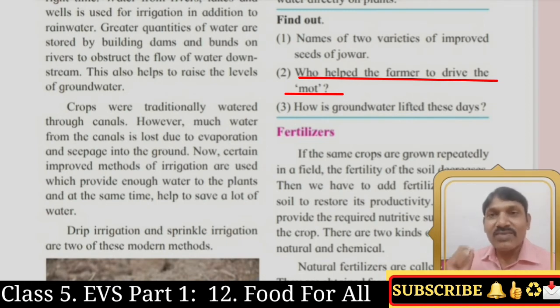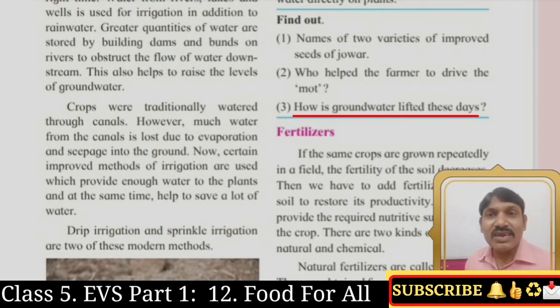Okay, now the third one, how is groundwater lifted these days? This also I have told you. You can comment in the section and answer it. Let me tell you, groundwater is lifted these days by building dams and bunds on the rivers. Okay, students, have you understood? Very good.